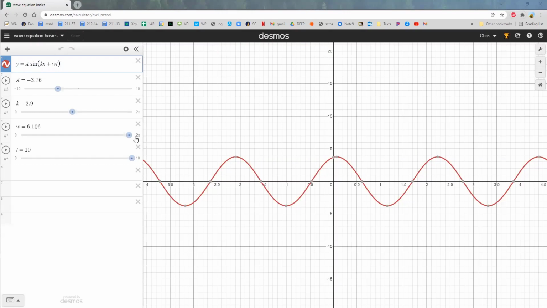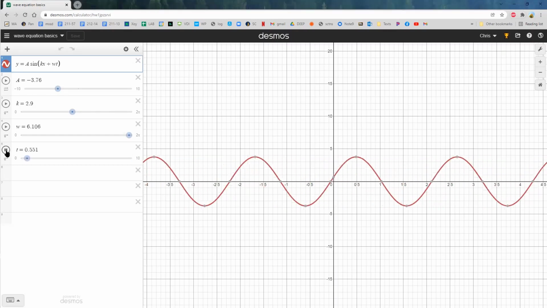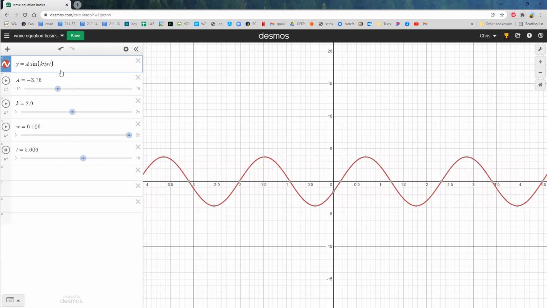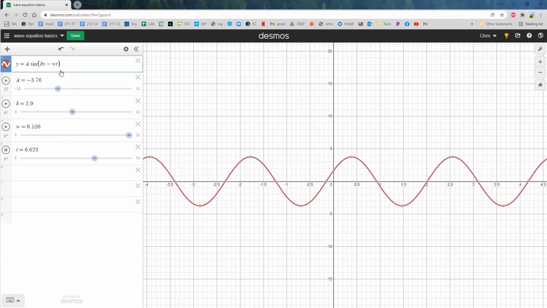Watch what happens when I start playing time, when I turn on time. I start the clock. Ready? 3, 2, 1, go. You can see this wave is flowing in the minus x direction. What happens if I change this from a positive to a negative? Ready, set, go. Now my wave is going in the plus x direction.